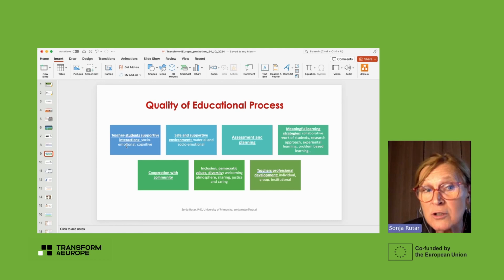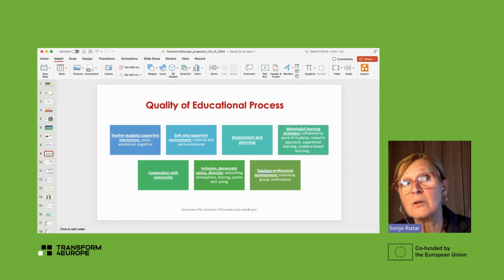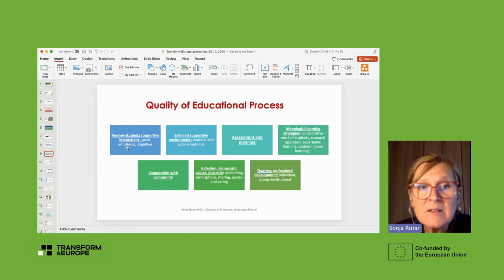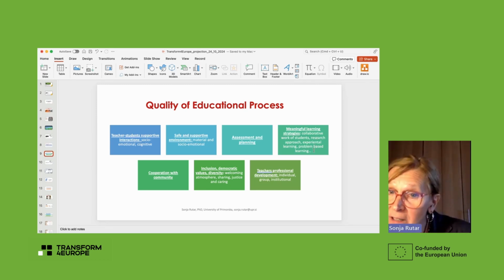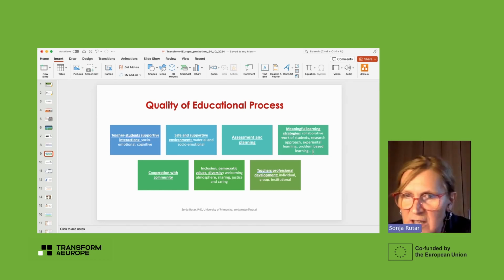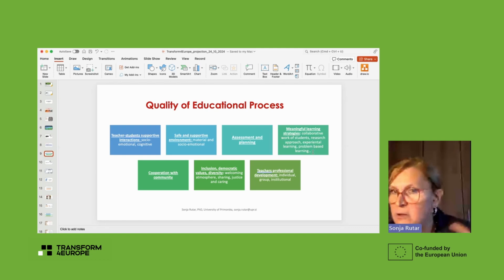And here is the teacher-student supportive interaction: social, emotional, cognitive. That is one thing. Then a safe and supportive environment, with a material, social and emotional environment. And then assessment and planning, as teachers have to know how to assess and how to plan. We will come to that point. And meaningful learning strategies: collaborative work of students with teachers, research approach, experiential learning, problem-based learning.